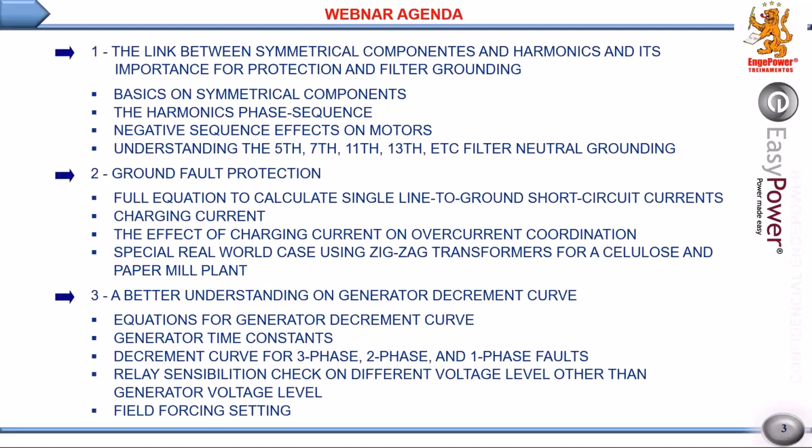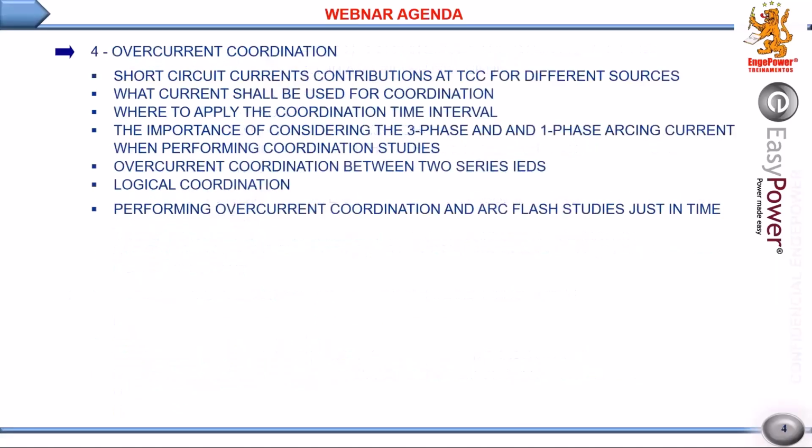Chapter 1, we are going to talk about the link between symmetrical components and harmonics and its importance for protection and filter grounding. The second chapter, we are going to talk about ground fault protection. Chapter 3, a better understanding on generator decrement curve. And chapter 4, overcurrent coordination.